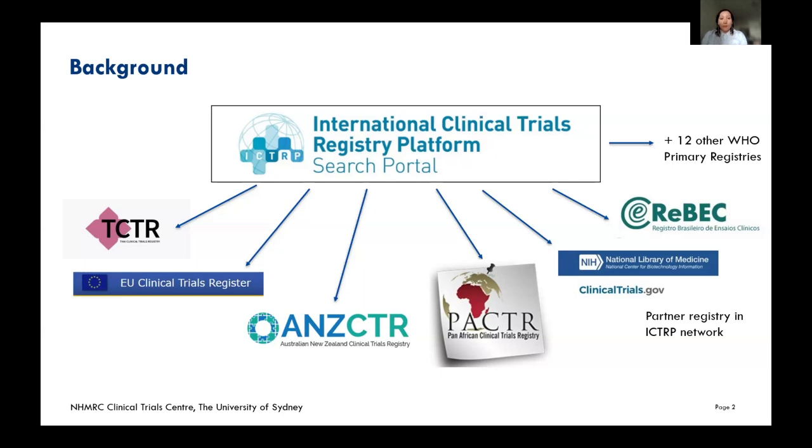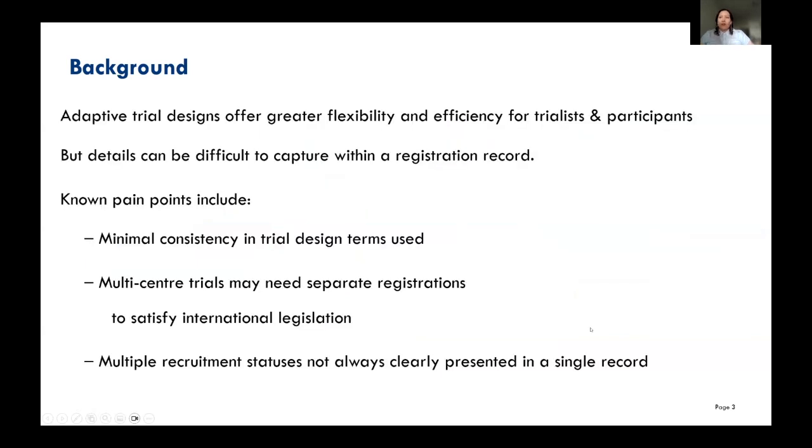As a member of the primary registry network, the ANZCTR must collect and display minimum trial information for each registered trial, and this can vary depending upon the trial design features. Adaptive trials, which may include platform and multi-arm, multi-stage trials, offer greater flexibility to researchers and also benefits for participants, as a number of different interventions or treatments can be assessed within the same trial platform.